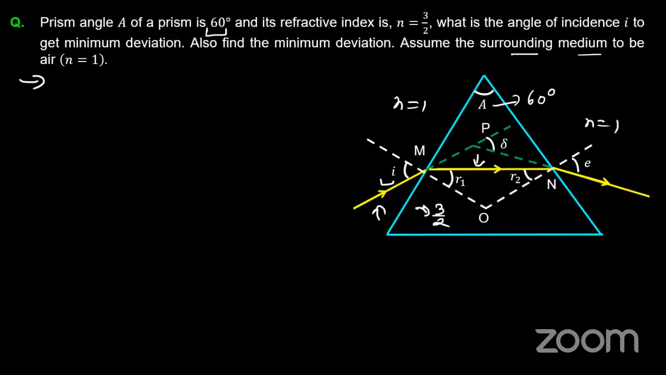Find the answer. Now it's required for you to find the answer. I'm giving you 2 minutes to solve this question. Then I'll give you the solution here. See, one formula is common. We know the angle of minimum deviation is given by refractive index minus angle of prism. So from here, you'll get the angle of minimum deviation.